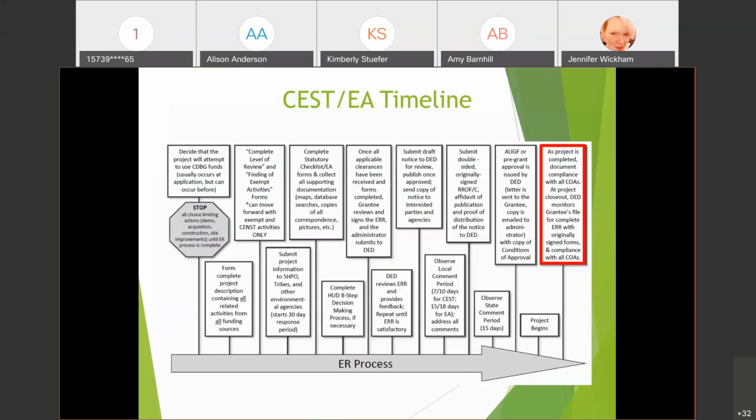As the project is completed, the grantee documents compliance with all conditions of approval. Then at project closeout, the Department of Economic Development will monitor this file for compliance with the environmental report and will look for signed forms and compliance with all conditions of approval. Next slide.